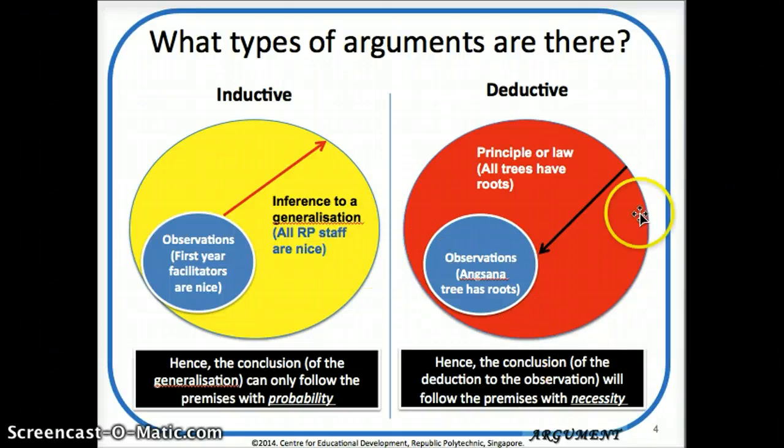For deductive argument, your basis for reasoning is built firstly upon some principles, universal laws or theories that are deemed to be true. Then you go about making observations or collecting evidence in order to prove that the theory is true. For example, a universal law of nature would be something like all trees have roots. Next, we go about observing different kinds of trees, for example, apple trees, angsana trees, etc., to see if they indeed have roots in order to form our conclusion.